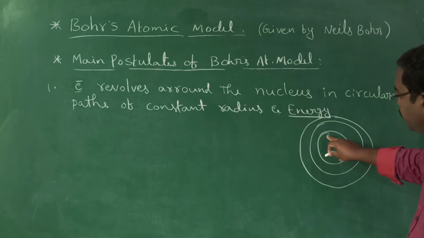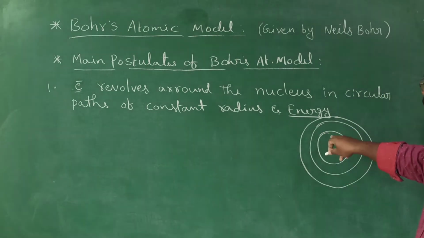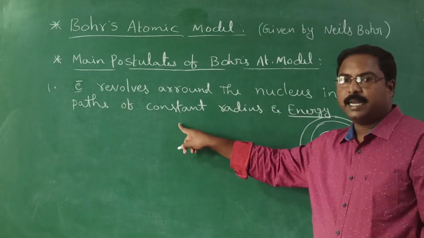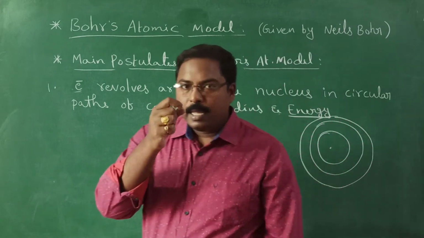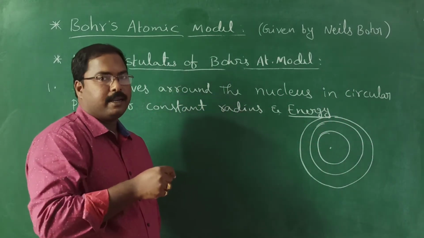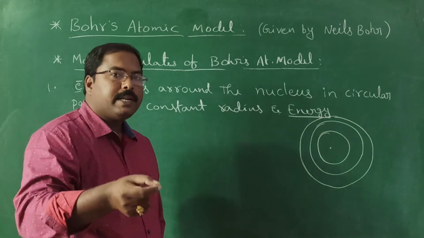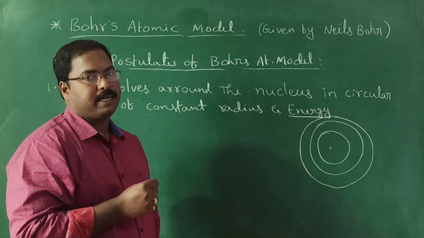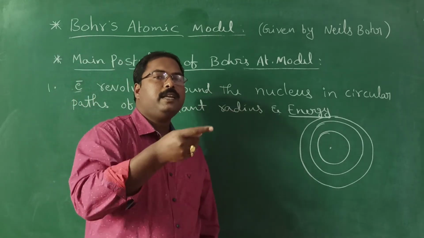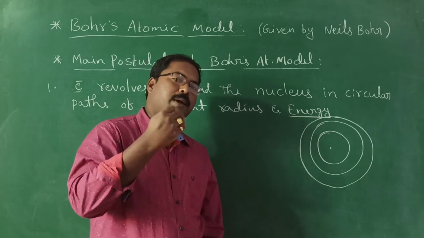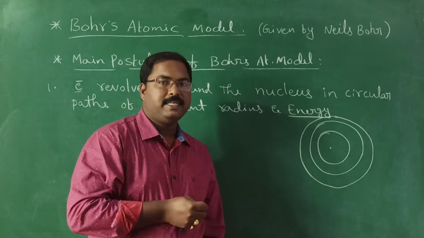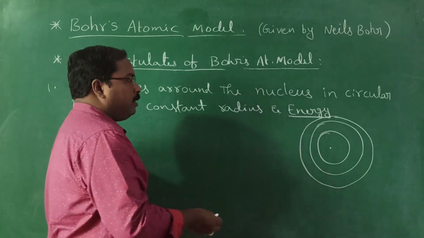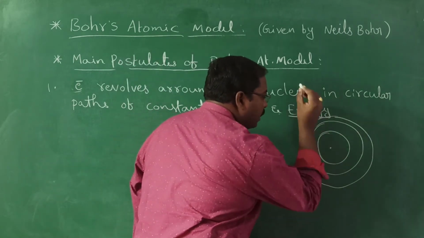Here, what he is saying is about these energy levels. He said their energy remains constant. The energy of each circular path is constant. So when the electron is revolving in a particular orbit, the energy of the electron also remains constant. During the revolution, it doesn't lose or absorb energy, due to which the atom is stable. Understood?